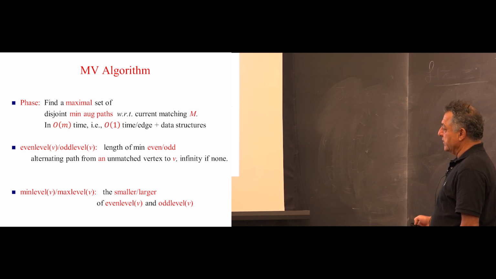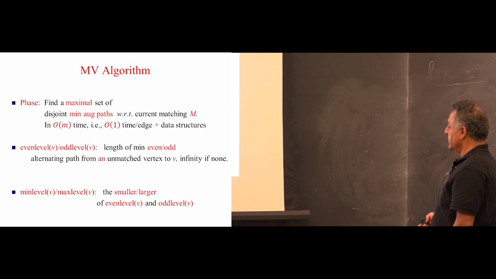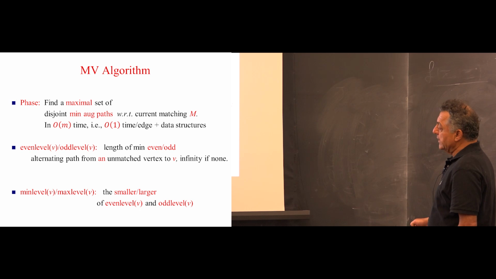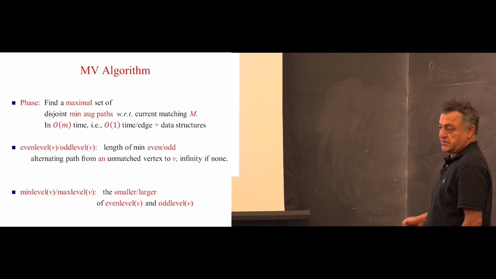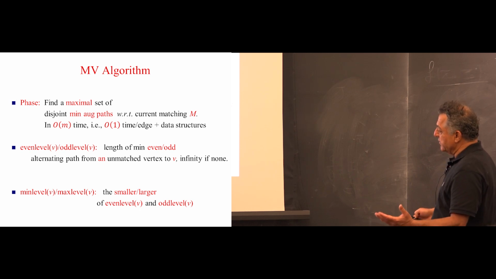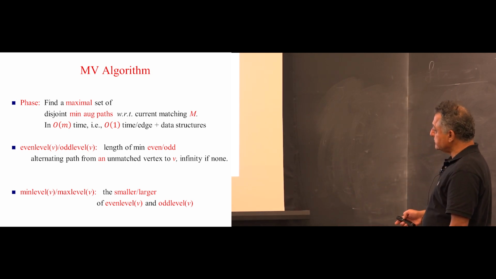I had defined the even level and odd level of vertices to be the length of the shortest even alternating path from an unmatched vertex to V, or the shortest odd path, infinity if there's no such path, and min level and max level to be the smaller or the larger of these two levels. And min level and max level were found in qualitatively different ways. And that's all coming up very soon in the summary of the algorithm.